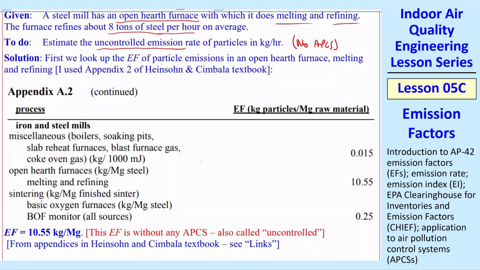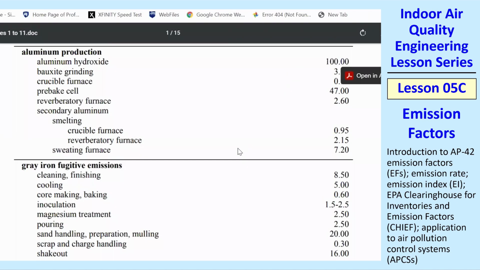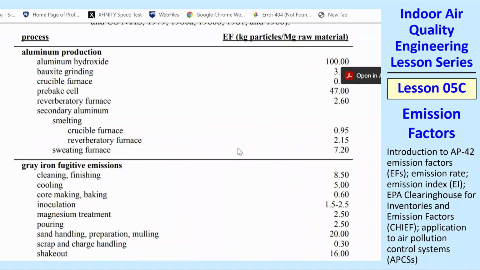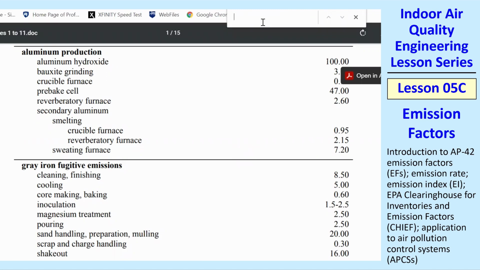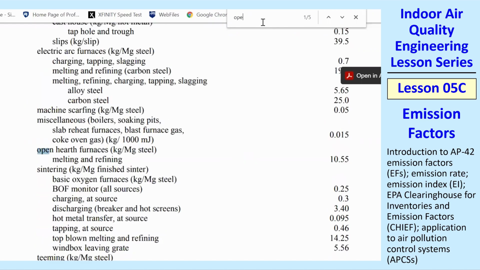So first we look up the EF of particle emissions in an open hearth furnace. And here's a screenshot of that, but I want to just quickly show you how we get that. So I'm here in the appendices of the textbook that I mentioned, my indoor air quality textbook, and I do a Control F. I don't know if this works on a Mac, but on my PC, it's a Control F, which means find. And I can type in, for example, open hearth, and there I find it right away.